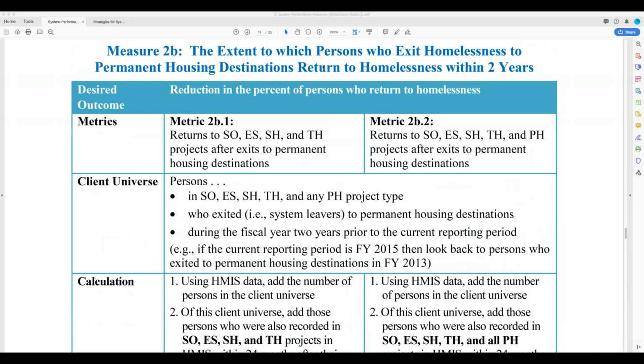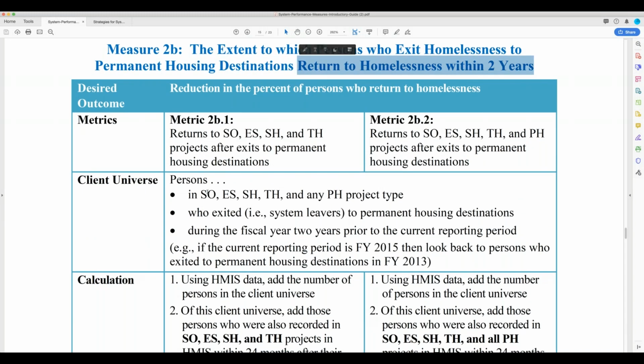Again, the only thing that has changed is that we're looking at returns to homelessness within 2 years instead of just within 6 to 12 months. Okay, it's the same universe. All persons who are in street outreach, emergency shelter, safe haven, transitional housing, or any permanent housing project type. So that could be other permanent housing, it could be permanent supportive housing, it could be rapid rehousing.